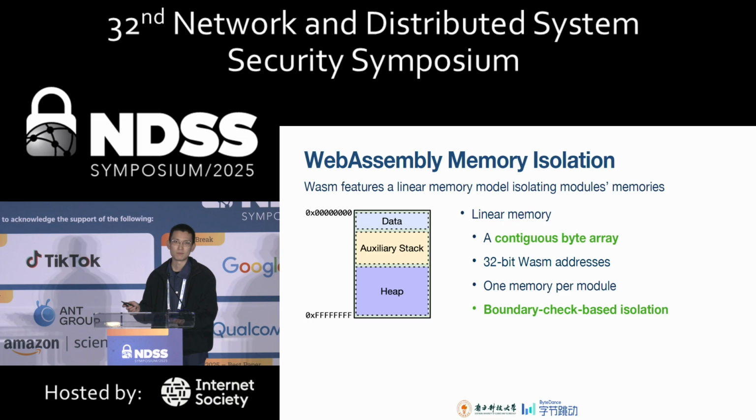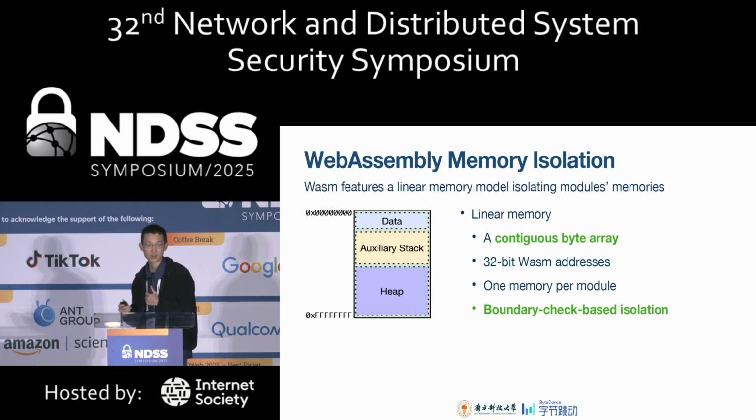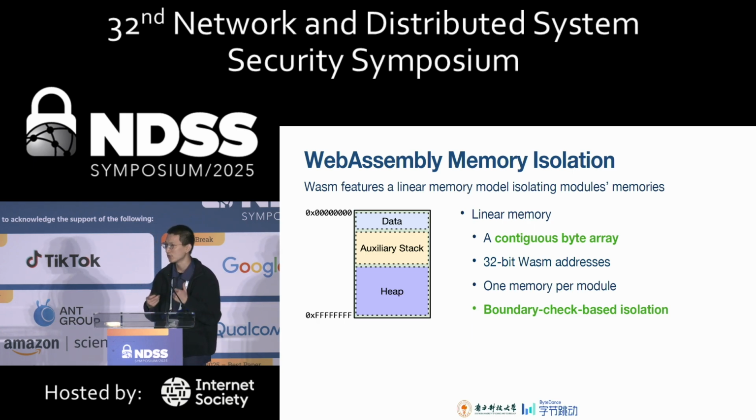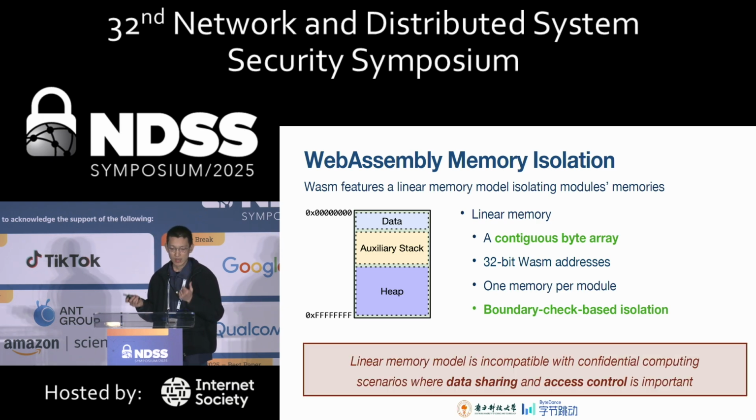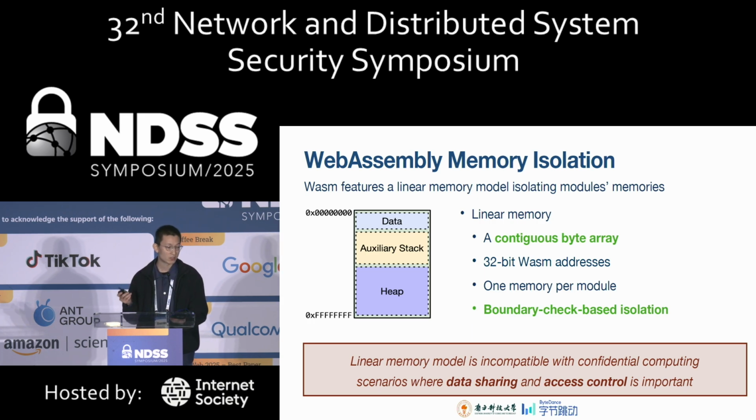Memory isolation is the core of Wasm's security, and Wasm employs a linear memory model, which is just a contiguous byte array allocated by the runtime, and modules access memory using a 32-bit Wasm address. The Wasm runtime enforces memory isolation using either hardware or software-based boundary checks. However, this linear memory model is incompatible with confidential computing scenarios where data sharing and access control is desired.